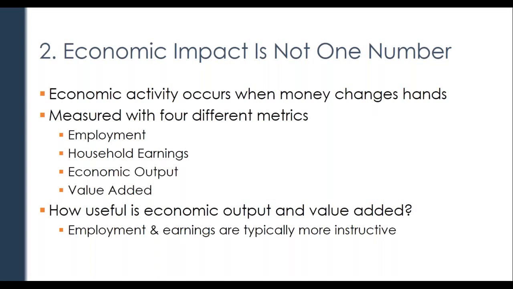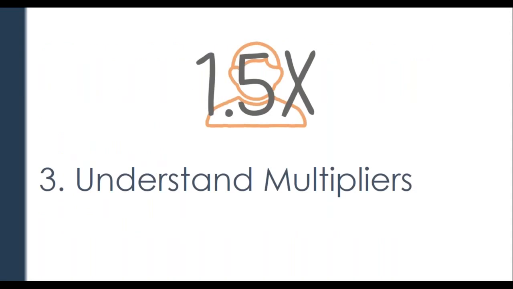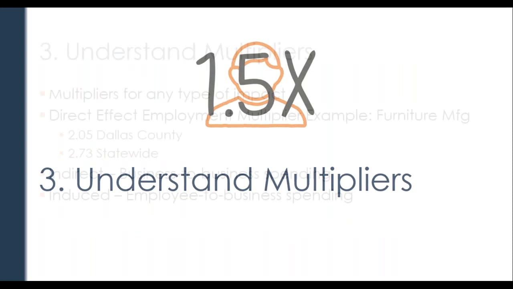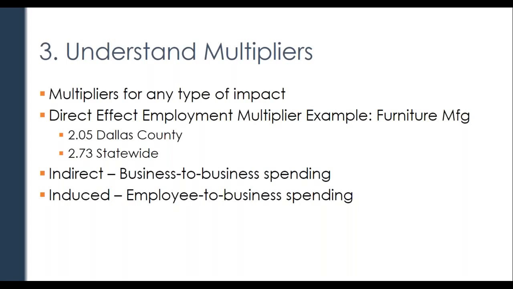So moving on to our third piece here, we want to understand multipliers. We've touched on this in various ways as we've talked about the first two items. But multipliers are generally how economic impacts are being calculated. So a big part of these cost benefit reports will be this economic impact component. And generally speaking, the economic impacts are calculated using multipliers.